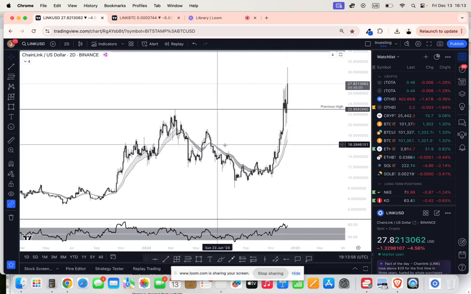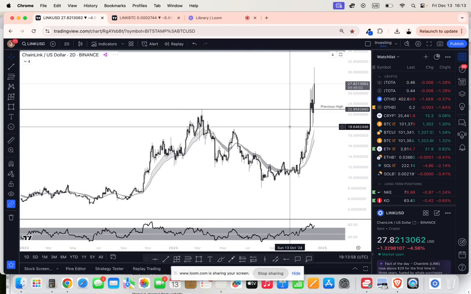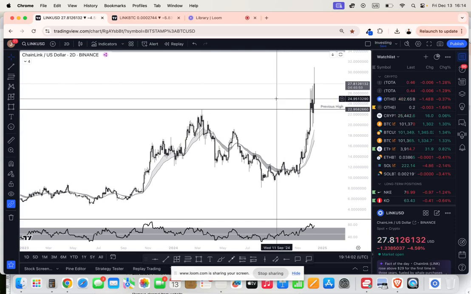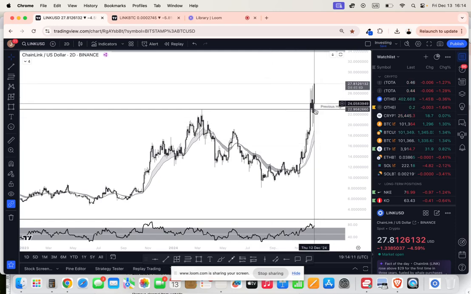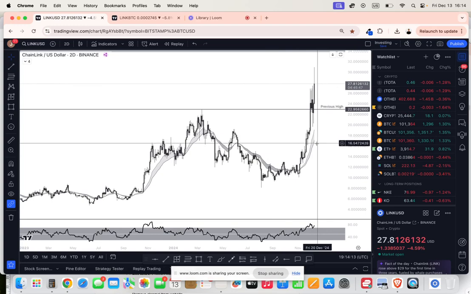Okay, so now invalidation. Just to let you be prepared in case things do go wrong at some point, the way I like to run these invalidations: invalidation is the point at which we are wrong and we have to exit our positions to protect our capital. If we see the price start to close below our EMA band here, that's sort of sub $15, and reject from it, that's my signal to get out.